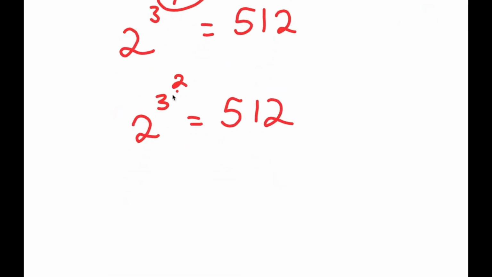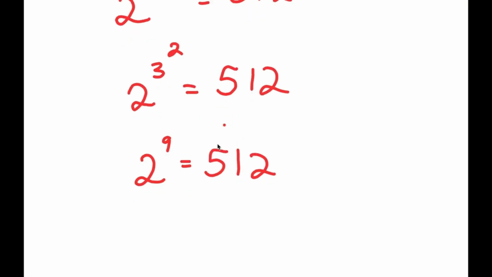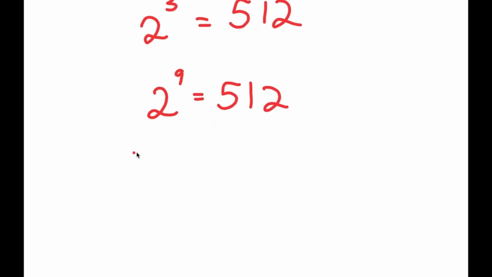Now from here, 3 to the power of 2 is equal to 9. So I have 2 to the power of 9 is equal to 512. And finally, 2 to the power of 9, that's equal to 512, as we already said at the start. So we get 512 is equal to 512.